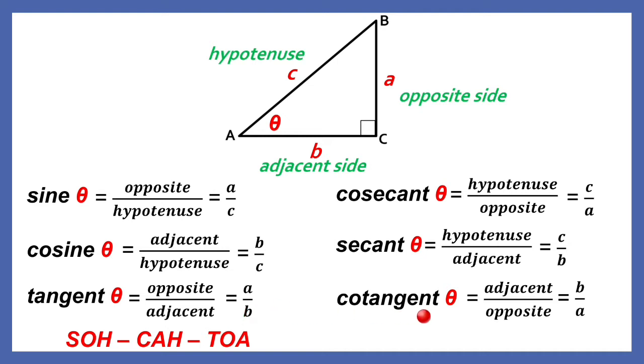Dito naman sa next three functions, ang mnemonics na ginagamit natin is cho, sha, cow. So, cho, C stands for cosecant equals hypotenuse over opposite. Sa sha, S stands for secant equals hypotenuse over adjacent. And dito sa cow, C stands for cotangent equals adjacent over opposite. Tandaan palagi ang SOHCAHTOA at saka cho, sha, cow.